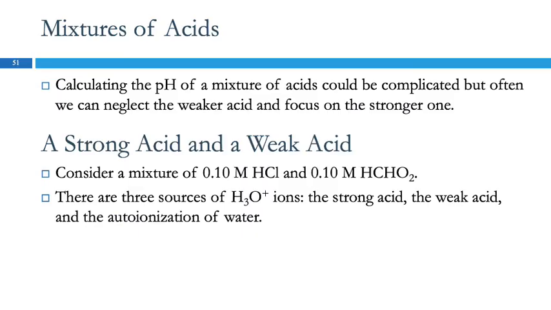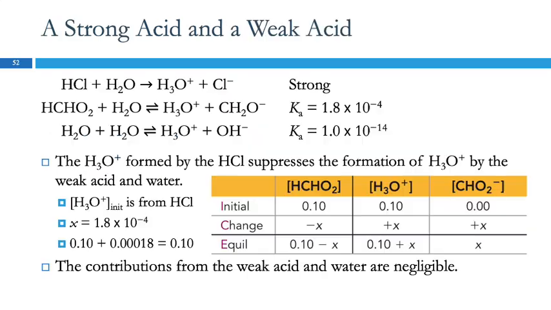Okay, so what if we have a mixture of acids? This could get complicated. So if we have a weak acid and a strong acid, we can focus on the strong acid and ignore the weak acid. So if we have 0.1 molar HCl and 0.10 molar HCHO2, that's formic acid if you care, we have 3 sources of hydronium ions because now we have 2 acids plus water itself. So here's our strong acid, here's our weak acid, and there's water itself.